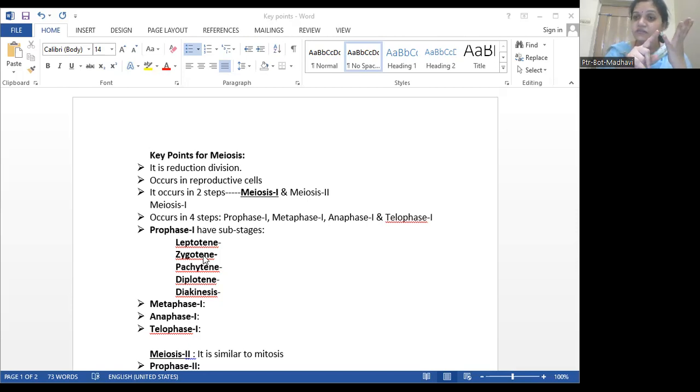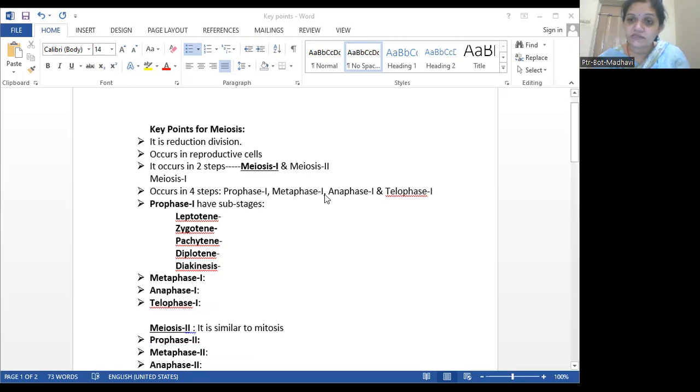So these 5 substages are leptotene, zygotene, pachytene, diplotene, diakinesis. In this one, pachytene is the lengthiest one. Okay, then the second lengthiest subphase is the diplotene, and the diakinesis is the precursor of the metaphase. And in which stage does the complete reduction of the chromosomal number occur? That is the anaphase 1, where the chromosomal number becomes half during the cell division.